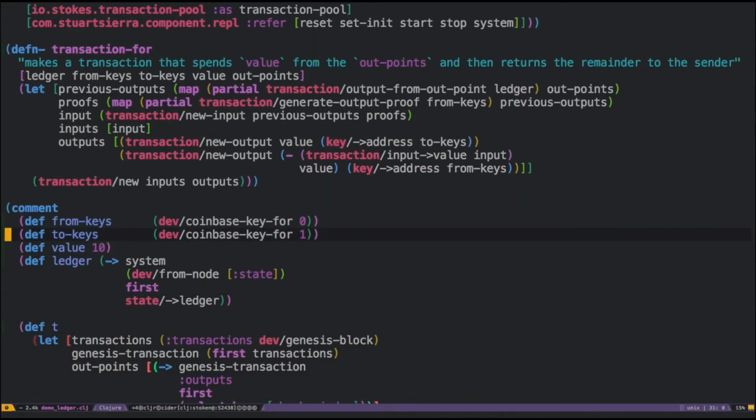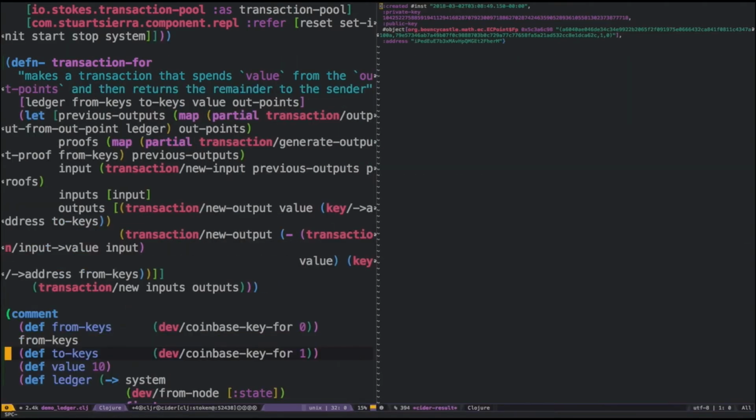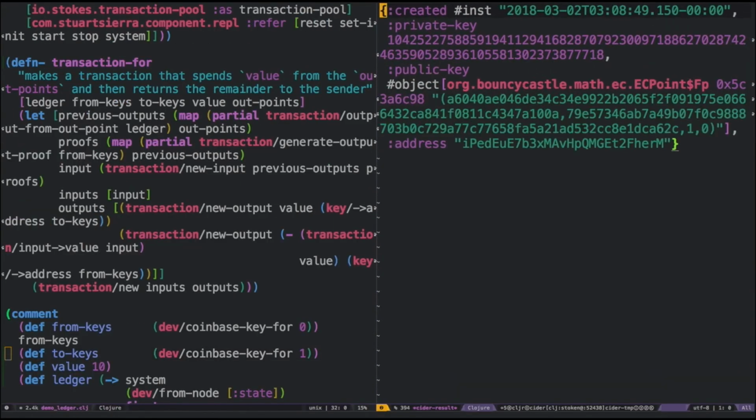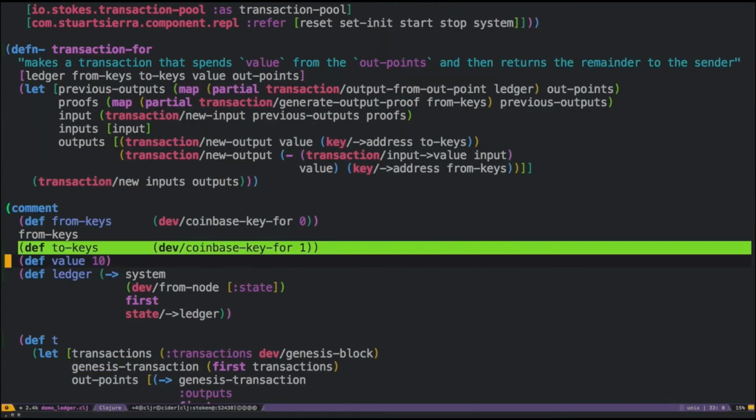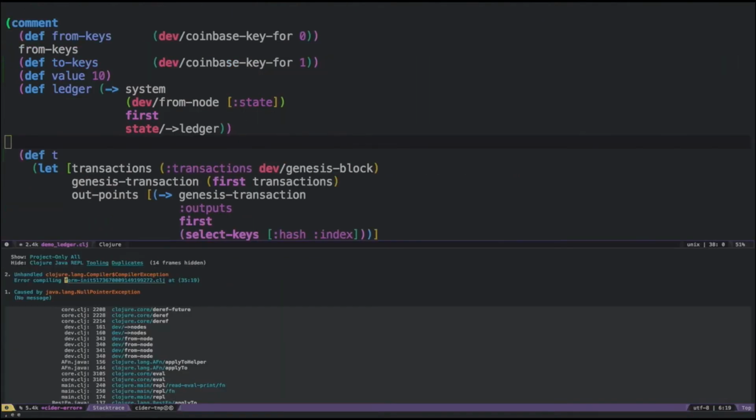We'll start here by defining some keys, these cryptographic keys I just mentioned. So we have some key pairs. Let's see. If only Emacs would stay zoomed. Anyways, here are some keys. Again, basically they're just large numbers that let you do these magical things. There's a sender and a receiver. In this case, we're going to send 10 coins as our value. We're going to pick out the ledger from the system, I hope.